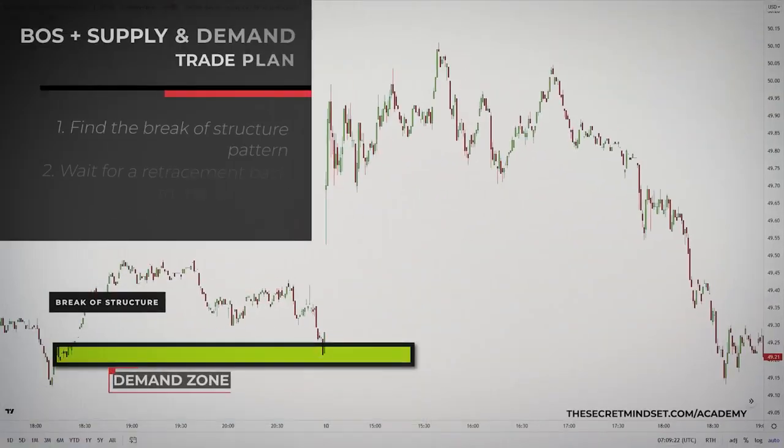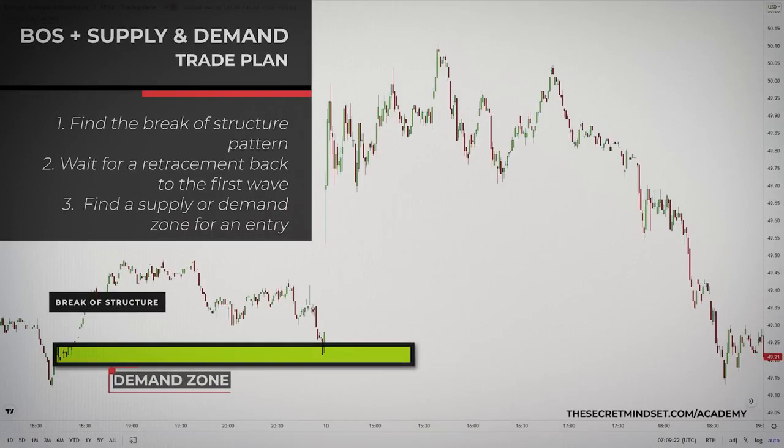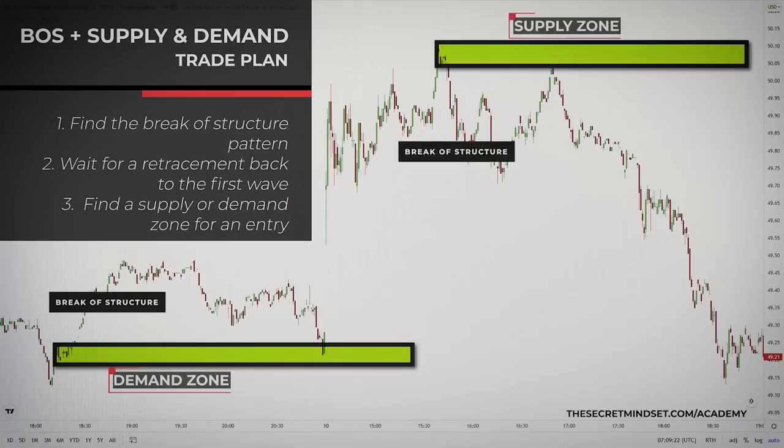So the plan is to find the break of structure pattern. We'll wait for a retracement back to the first wave, and we'll try to find a supply or demand zone for an entry to execute the trade with greater accuracy.